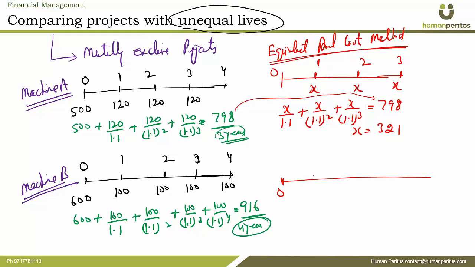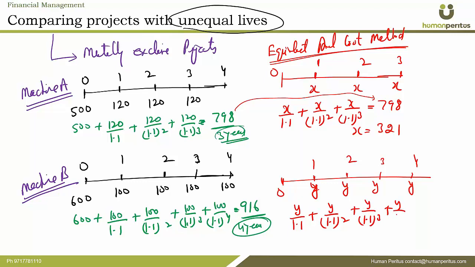Similarly, for project B, 0, 1, 2, 3, 4, maybe this is y, and this will become y over 1.1 plus y over 1.1 square plus y over 1.1 cube plus y over 1.1 raised to power 4, and I equate it to 916. Again I calculate my y, and this comes out to be 289. So now I have calculated the yearly cost of running these machines. I have equated everything to the yearly cost of running this machine.